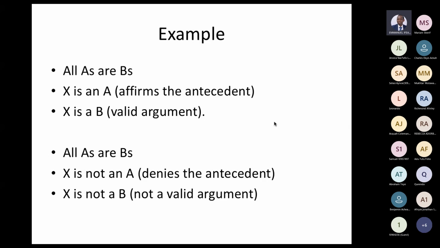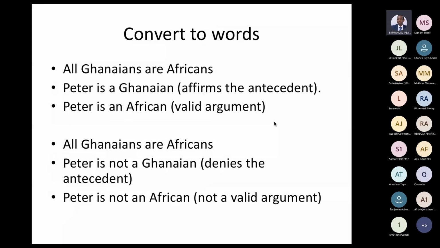Now, let's see the reason why by putting the symbols in words. All Ghanaians are Africans. Peter is a Ghanaian, which affirms the antecedent. Therefore, Peter is an African. Now, the rule is telling us that this is a valid argument. Why is it a valid argument? You can understand why by looking at the argument again. All Ghanaians are Africans, which is true. Every Ghanaian is an African.